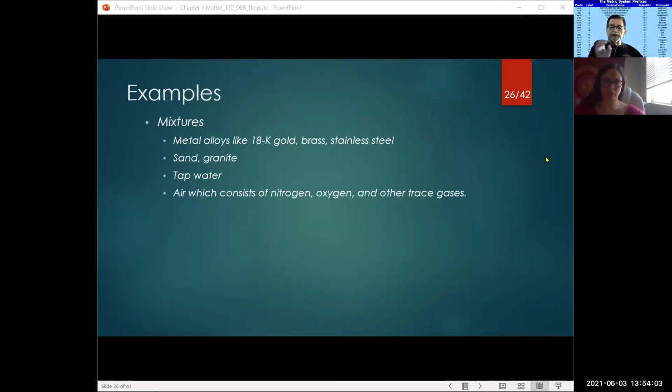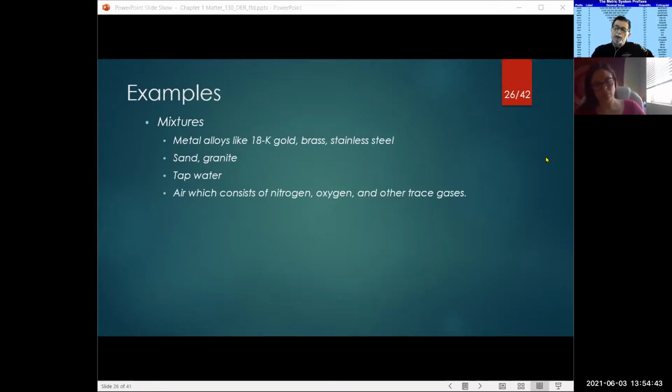Okay, some examples of mixtures. We may not think of it, but a lot of metal alloys, the gold that we have, 18 karat gold, brass, steel, those are mixtures. Normally steel, as we know, is iron, but pure iron by itself is not very strong. So other components are added to it, making a mixture to give it the strength. Brass is made up of copper and zinc, for example. And then we have 18 karat gold and so forth.